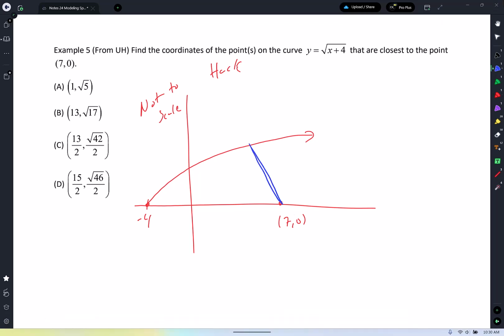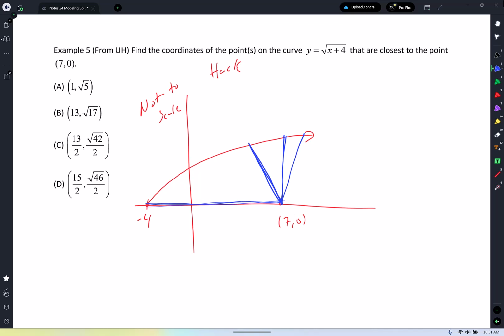And what do they want? They want that. Is that the shortest? Or is this the shortest? Or is perpendicular maybe the shortest? They want to know that. Or maybe this is the shortest. That's not the shortest, obviously, because that's the distance of 7, 8, 9, 10, 11. That's the distance of 11 if you're going through the x-axis. So they want to know a point on the curve that is closest to 7, 0.